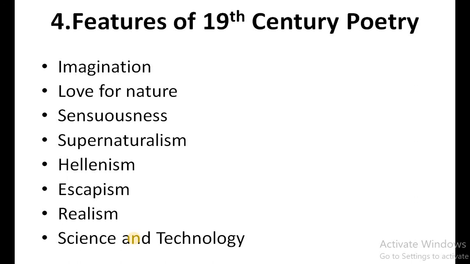There is supernaturalism. Yes, supernaturalism, this element was used by S.T. Coleridge. There is Hellenism. Hellenism is related to Greek mythology. Yes, Hellenism is related to Greek myths because there was a Queen Helen, she was a goddess of beauty. So related to that, Keats has also used such concepts in his poems, like Ode on a Grecian Urn.